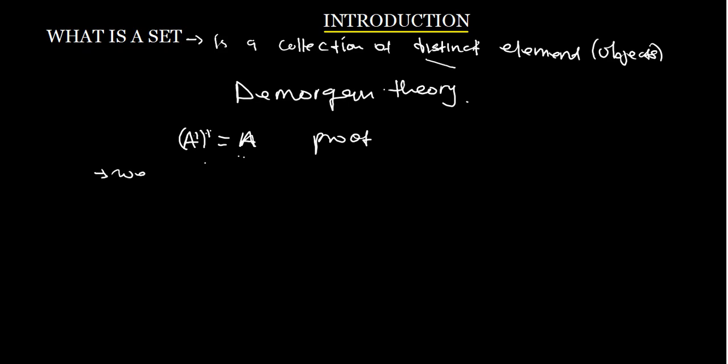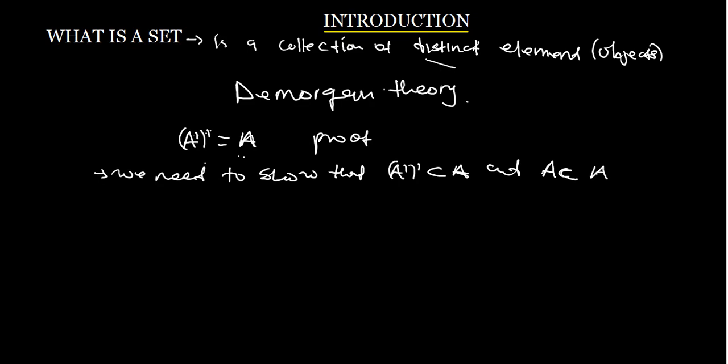We need to show that. This is the condition that you should start with whenever you're proving a set, not verifying but proving. You say (A complement) complement should be a subset of A, and the same, A should be a subset of (A complement) complement. All right, so that's how it will be moving.